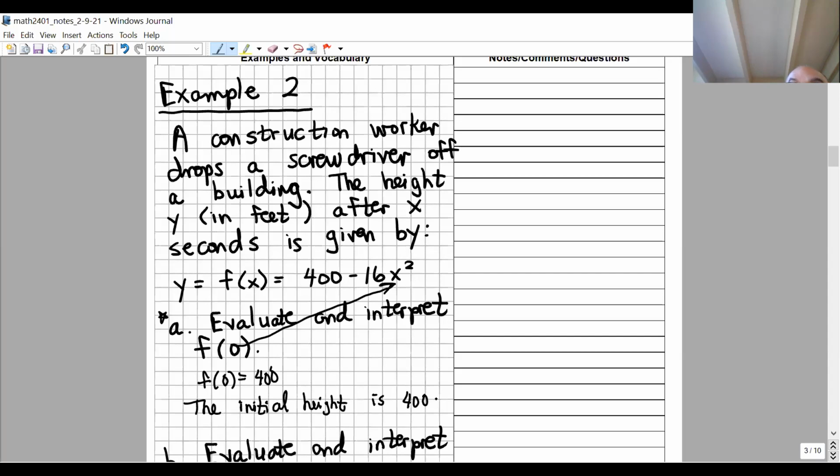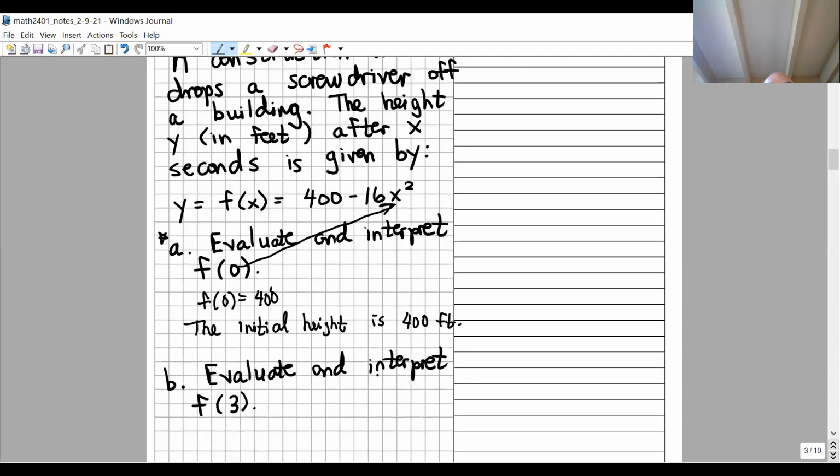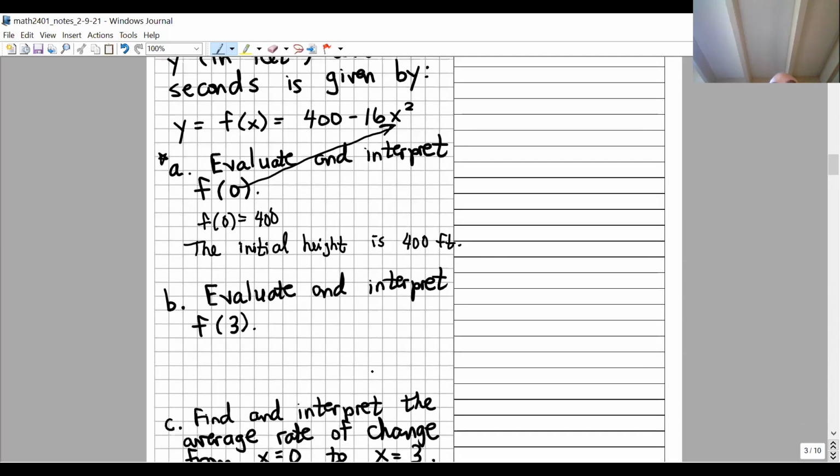So it's going to drop 400 feet before it hits the ground below. Okay. All right. Well, now we can quickly answer the second one. It says evaluate f of 3, right? Well, that's pretty easy to do, right? F of 3 is just going to be 400 minus 16 times 3 squared, right?